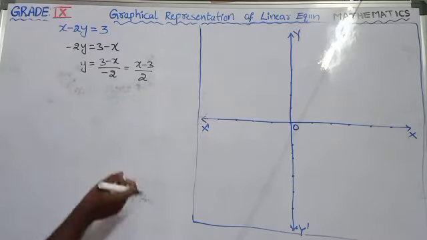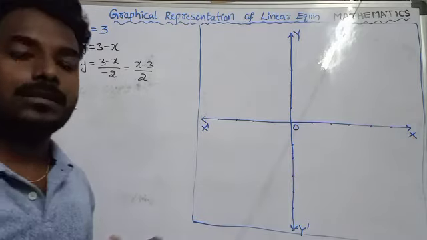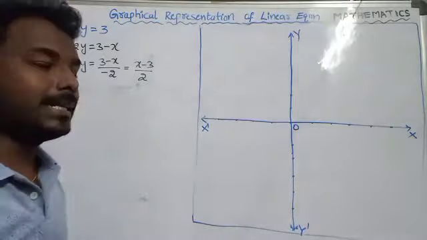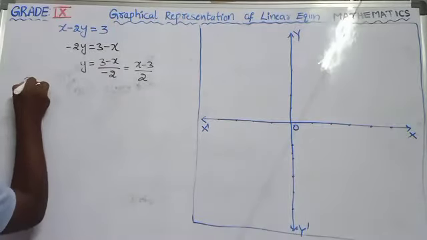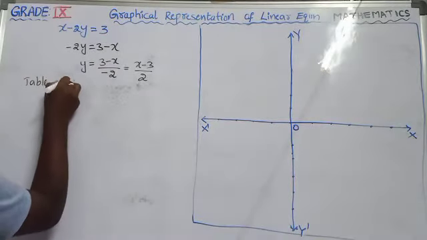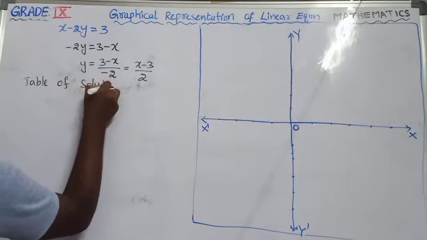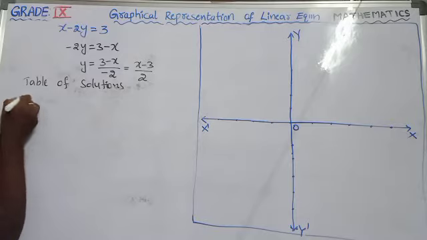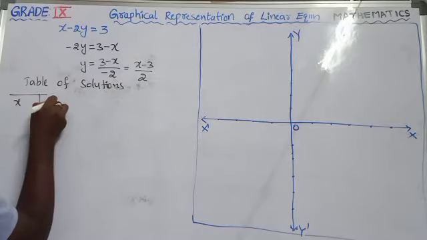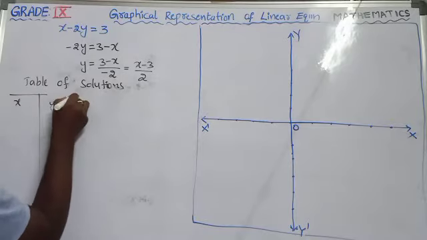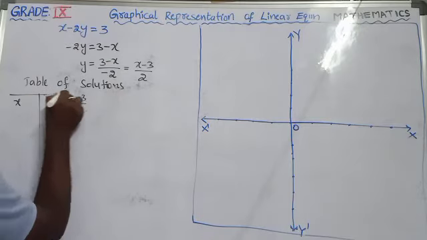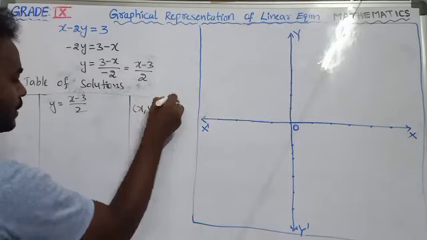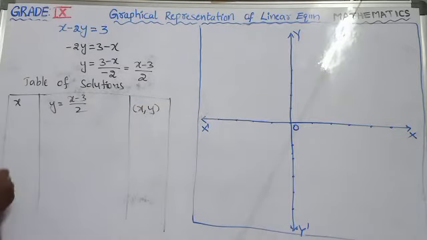Now you need to find at least 3 solutions of this equation. So let us take a table of solutions here, the table of solutions for this equation. Take x as the unknown quantity and y equals (x minus 3) by 2. So after doing this, we get solutions as x comma y.